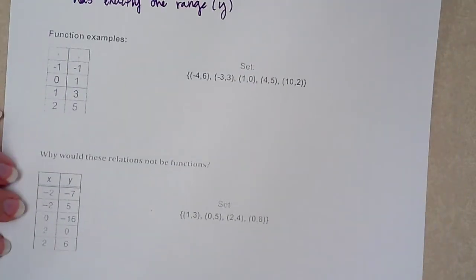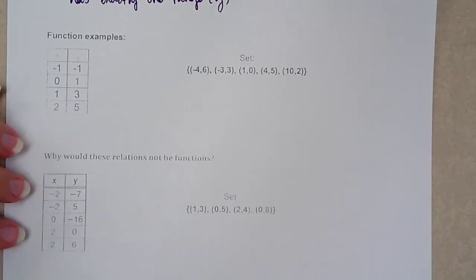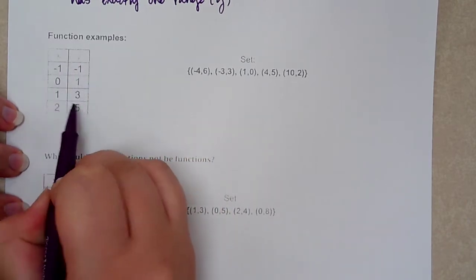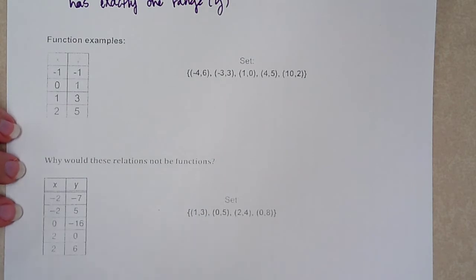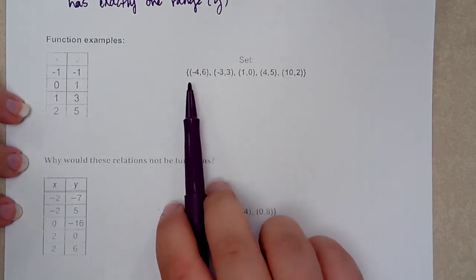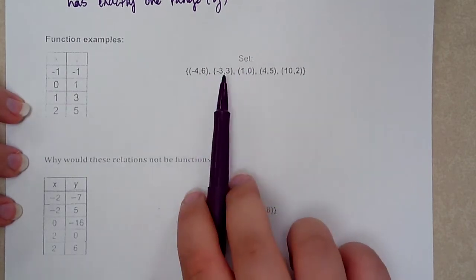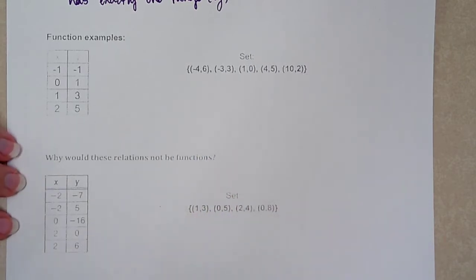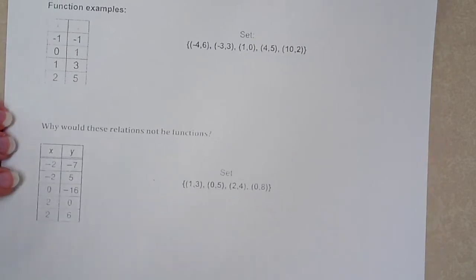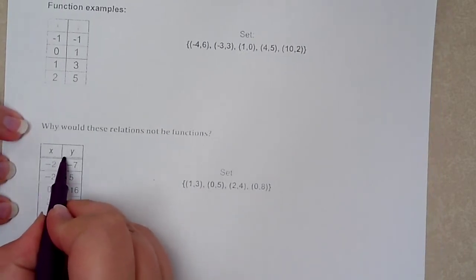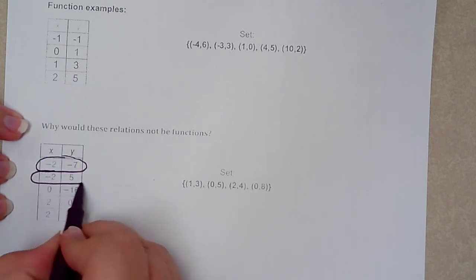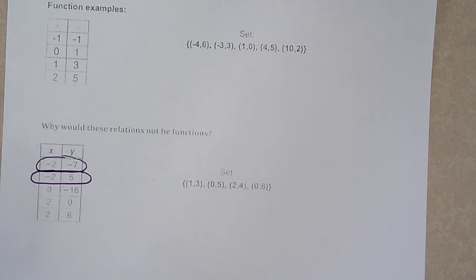We've got a table on the left, and then we've just got the set on the right. Notice that each x has its individual y. Each one is a unique relationship. Again, here we've got a -4 goes to 6, -3. There's no repeating x's that go to different y's. However, if we look a little lower here, we notice right away that we have a -2 that connects to a -7, as well as a -2 that connects to a +5.